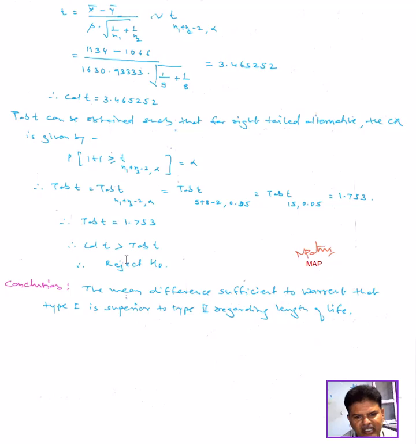So calculated T is greater than table T. So therefore we can reject H0. Reject H0 means the mean difference is significant to warrant that type 1 is superior to type 2. In our H0, what we are mentioning is that type 1 and type 2 are equal. But what we are concluding here, we are rejecting our H0, means the mean difference is significant to warrant that type 1 is superior to type 2 regarding length of life.